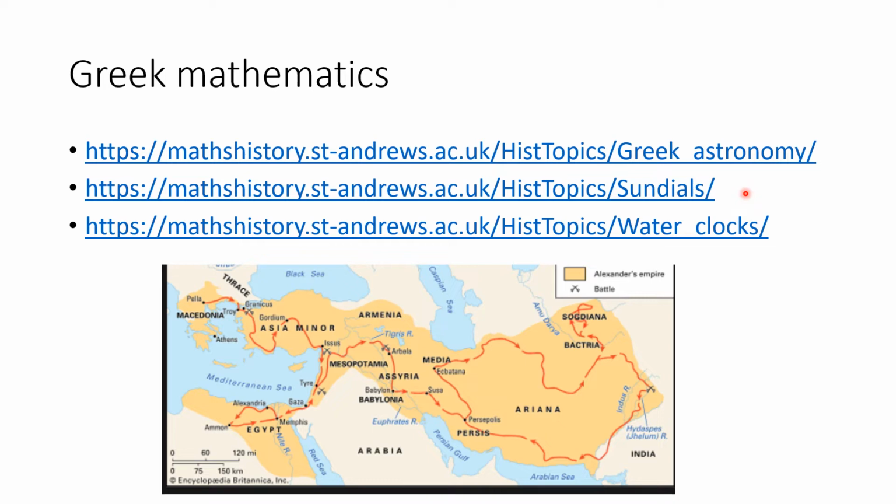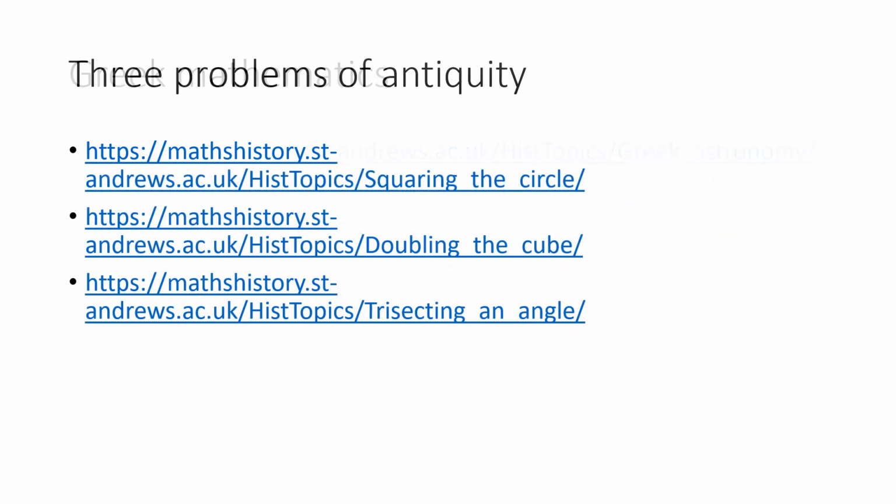inventions dealing with sundials and water clocks. And so this is the era of Greek mathematics. And emerging from these tributaries, we have three fundamental problems of antiquity. One of them was called squaring the circle, one is called doubling the cube, and the third was called trisecting the angle. And again, I expect to ask you essay questions about these things later.